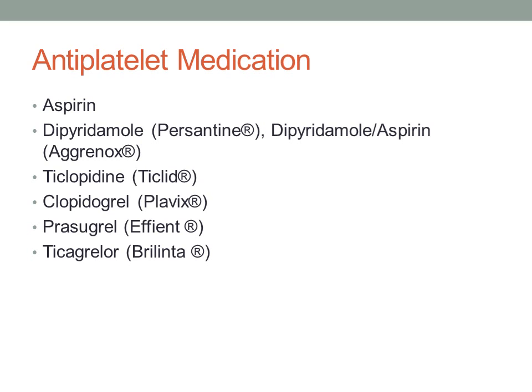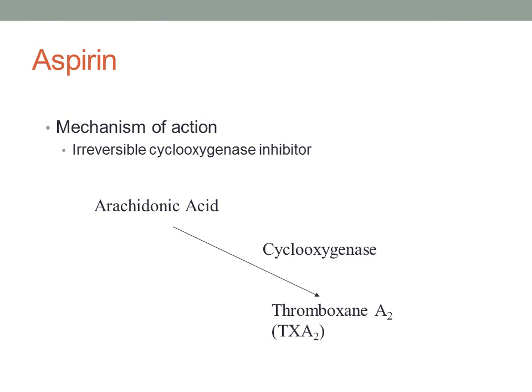The antiplatelet medications that we'll cover today in this lecture are aspirin, dipyridamole and aspirin, ticlopidine, clopidogrel, prasugrel, and ticagrelor. Beginning with aspirin, aspirin inhibits platelet aggregation by inhibiting the synthesis of thromboxane A2, which, as we know from a previous slide, causes platelets to activate and aggregate. Aspirin inhibits the synthesis of thromboxane A2 from arachidonic acid by irreversibly acetylating the enzyme cyclooxygenase.